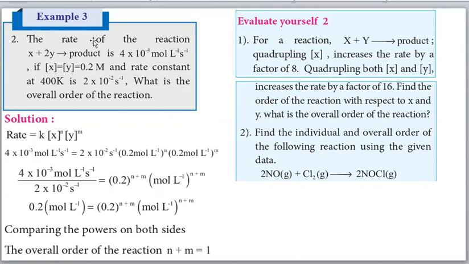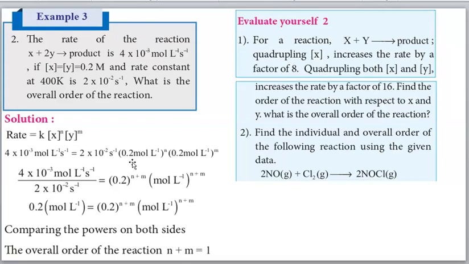Solution. How to write the rate law? Rate is equal to rate constant into concentration of X to the power, say, N, then into concentration of Y to the power M. And now the rate value is given in the question, 4 into 10 to the power minus 3. You can write here 4 into 10 to the power minus 3 mole per liter per second equal to the rate constant, also given, 2 into 10 to the power minus 2 per second.